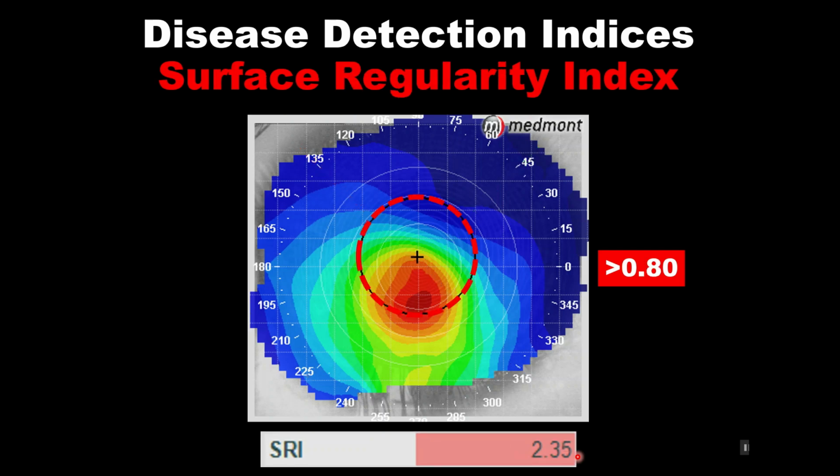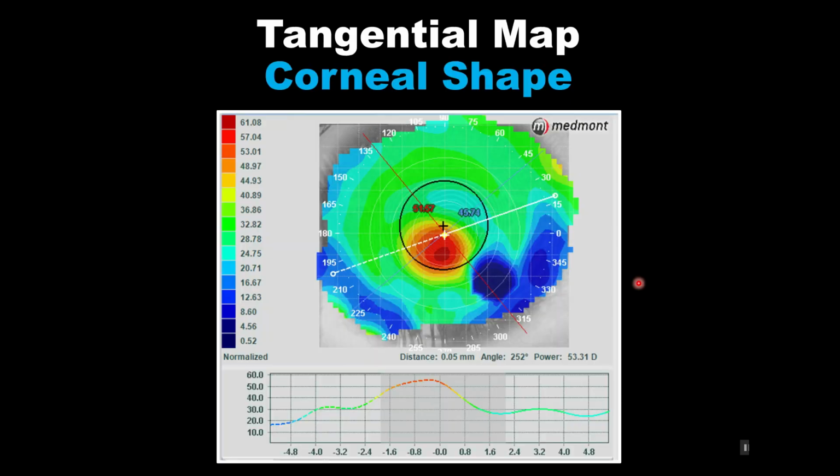Now the last, the surface regularity index, looks at the distribution of power within the pupil and how irregular is that surface within the pupillary zone that the patient might be looking through. So in this case, a measure of 2.35 SRI value is above the threshold of abnormal, which is 0.8. 0.8 is considered the threshold where we would begin to say we're looking at an abnormal eye.